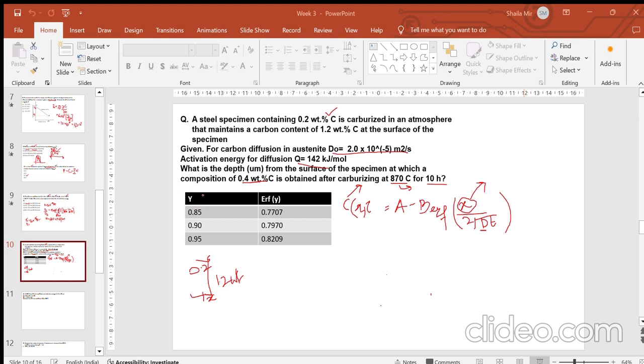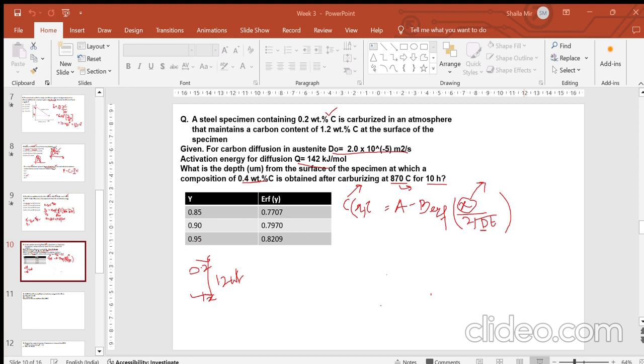I will take this initial value and this 0.8. So I have 4 values, 2 for the ERF y and 2 for the y values. So we will go for the interpolation method, where we will try to see what is the value of this y. So how will we do that?